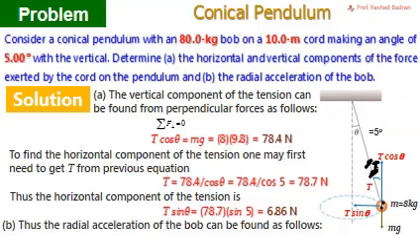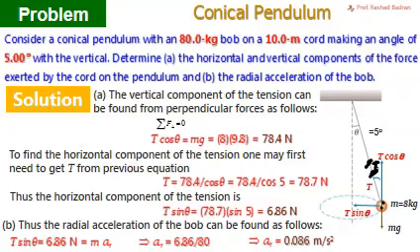To find the radial acceleration, part B, simply the centripetal force, or the radial force if you like, T sine theta, is the product of the mass and the centripetal acceleration. Now by substituting the values obtained in the previous steps, you get centripetal acceleration as 0.086 meters per second squared.